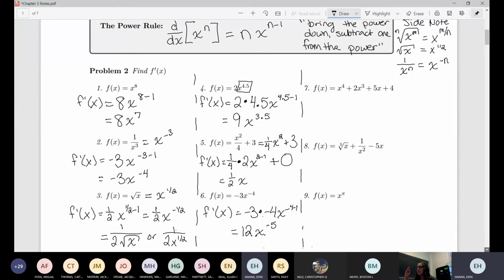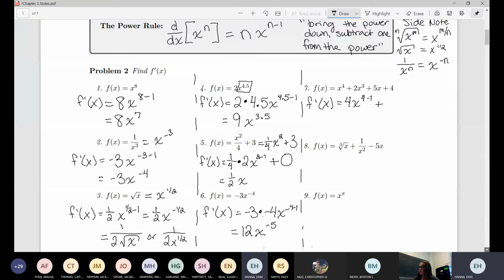7 is one of the longest ones we've seen so far, but it's the same idea as number 5: you just take each piece as it comes. So what's the derivative of x to the 4th? Bring the power down, subtract 1. Whoops, I'm getting ahead of myself. I'm really not used to doing the full steps right now.